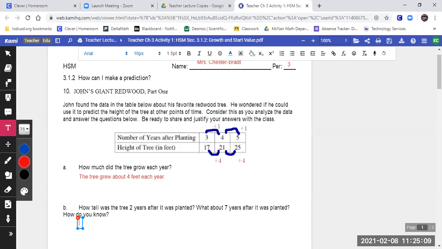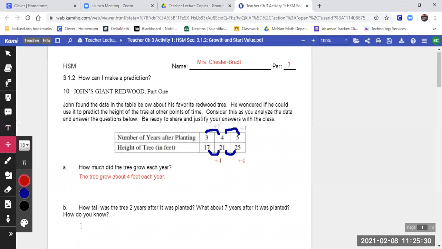Okay, now it asks, how tall is the tree 2 years after planted? Now, our table only starts with 3 years. Our table starts with 3 years and they want year 2. So what do we need to do to solve for year 2? We have to backtrack in our table. So what math are we going to do to figure out how much it was for year 2?